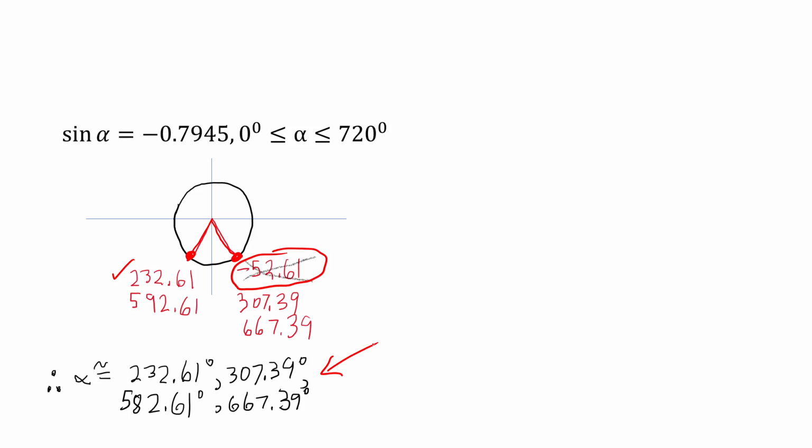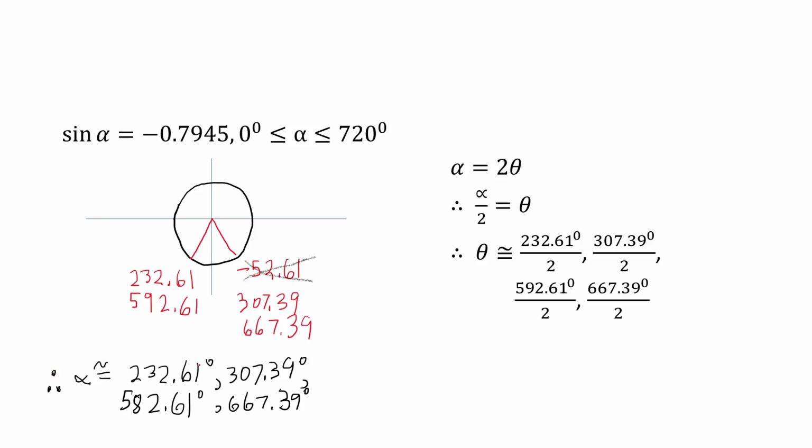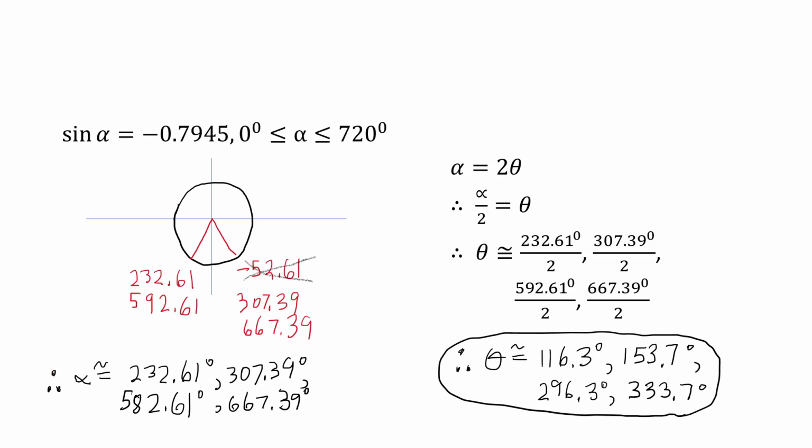Well, everything would be great if we were asked to solve for alpha, but we weren't. We were asked to solve for theta. So then we remember alpha is 2 theta. So by extension, alpha over 2 is theta. So all we really have to do is take each of these alphas, divide them by 2, and we've got our thetas. Sweet. And then we can give therefore statement.